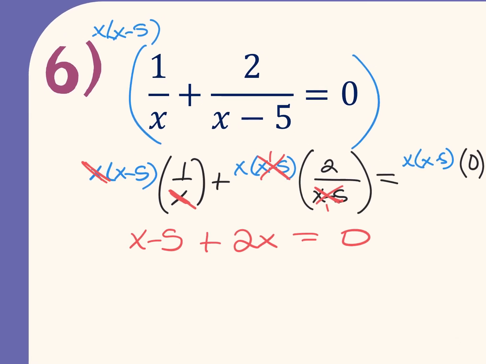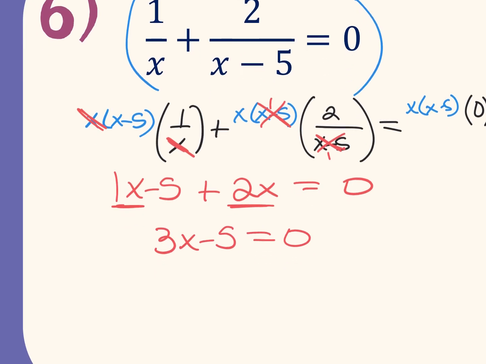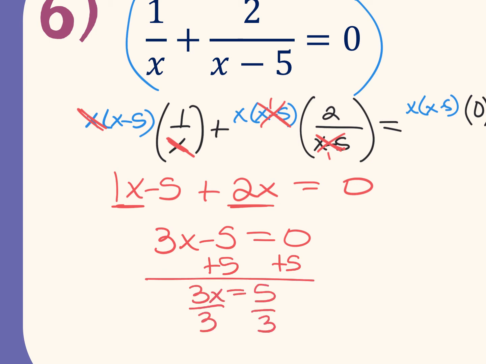So now I can combine my like terms. So 1x plus 2x is 3x. And now I can solve my simple two-step equation by adding 5 and dividing by 3. So x equals 5 over 3.